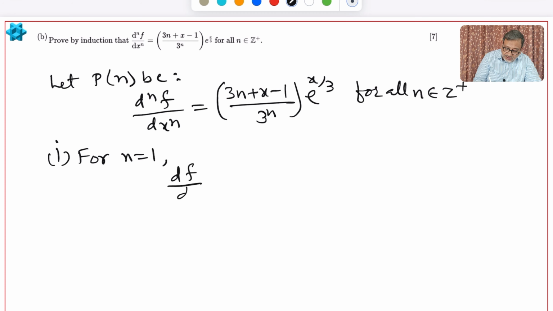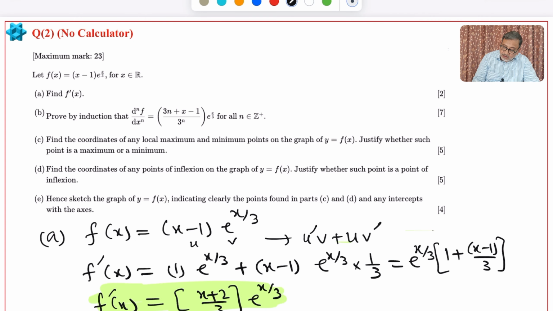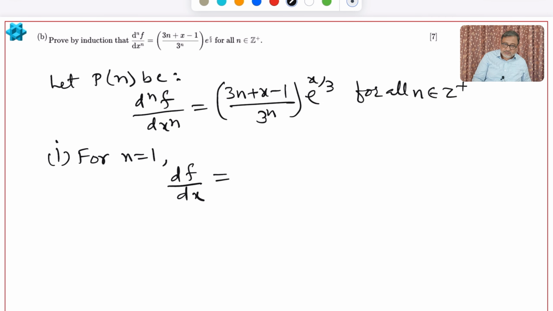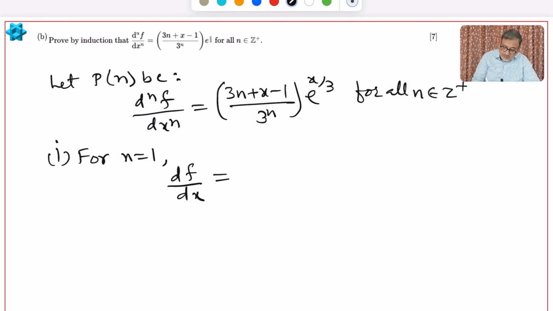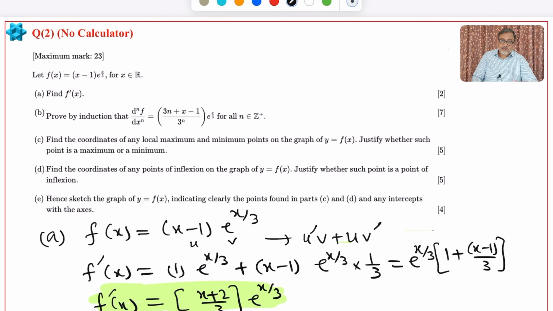df by dx, right? First derivative df by dx. We already have the first derivative, so we will write that it is here (x plus 2) by 3 into e raised to x by 3, right? This is the answer. Okay.